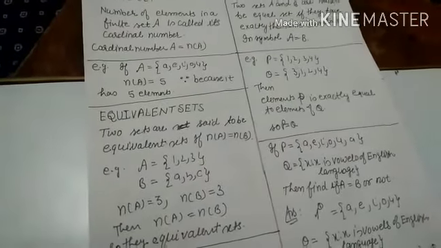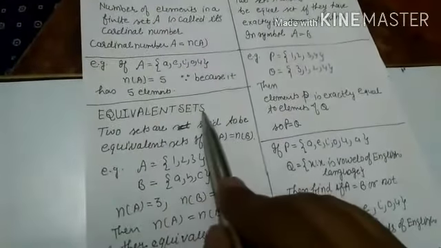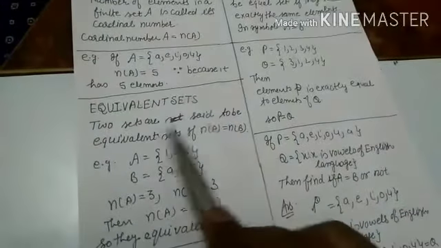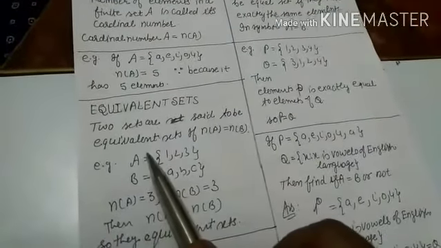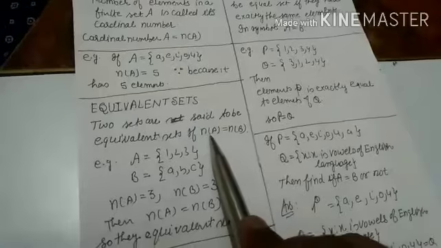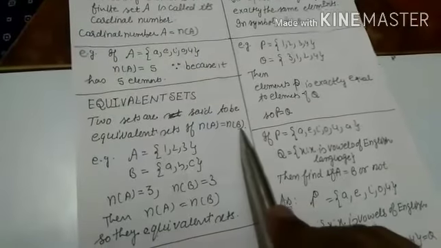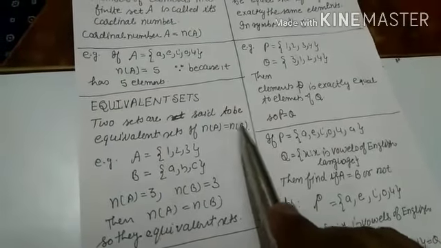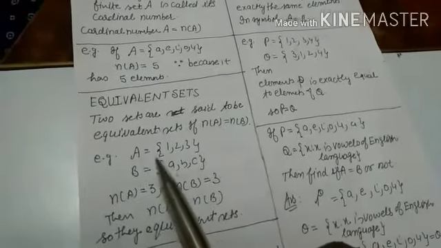Now we are coming to the concept of equivalent sets. Two sets are said to be equivalent sets if the number of elements in set A is equal to the number of elements in set B.